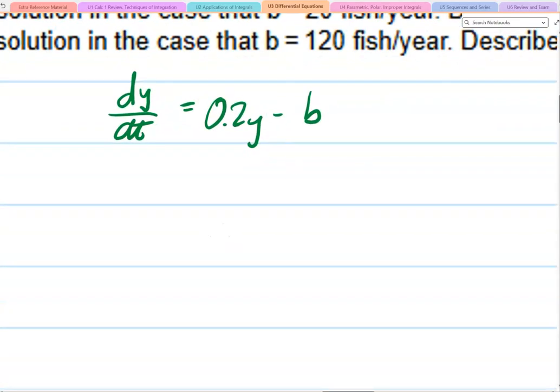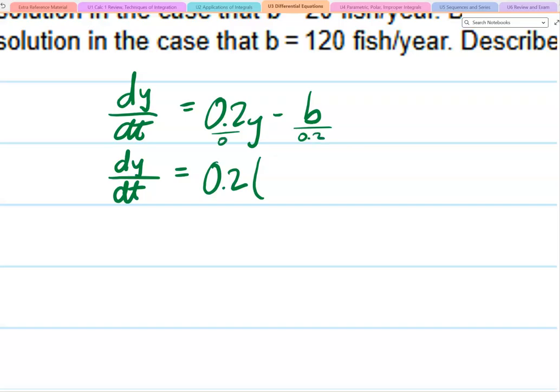So if I recall, the trouble that we have with separating these differentials is we should probably have some sort of GCF or some sort of common factor so that we have a product of two terms rather than just the sum or difference of two terms. So I'm going to treat 0.2 as that GCF. I'm going to divide both of these by 0.2. And so now we have y minus some quantity b divided by 0.2.